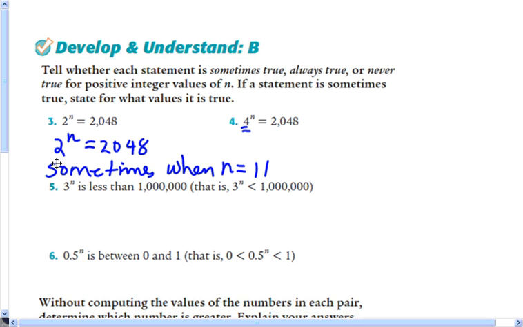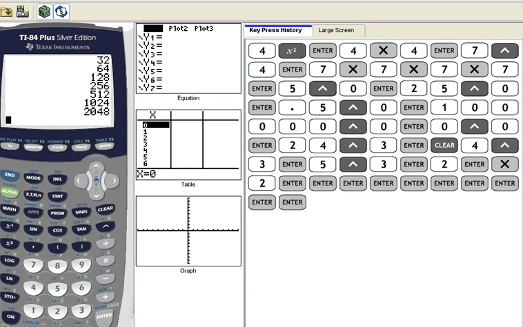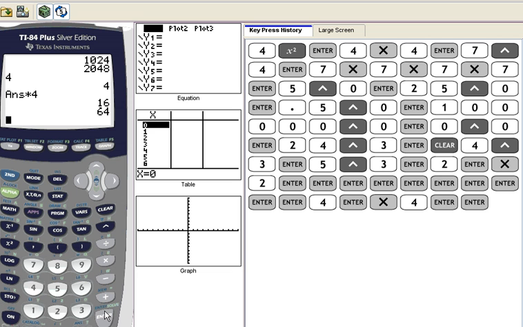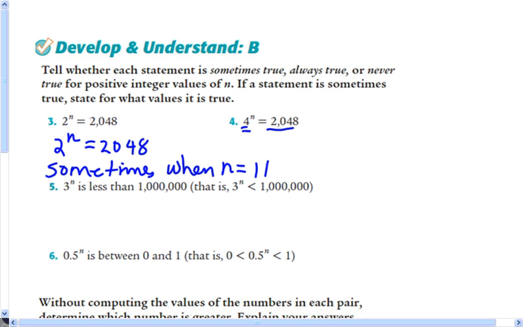How about 4 to the n power? Is there some power of 4? Well, you might think there is, since doubling gave us 2048. Quadrupling, which is just doubling twice, might end up being a number like that also. So let's check on our calculator. Start with 4 to the first power, which is 4. Multiply by 4, so that's 4 to the second, 3rd, 4th, 5th, 6th. And you see that we just passed 2,000 by. So there is no whole number power of 4 that is exactly 2048. So this will never happen.